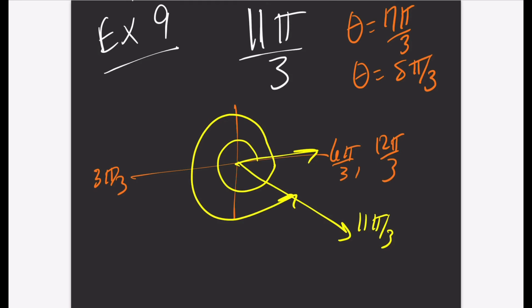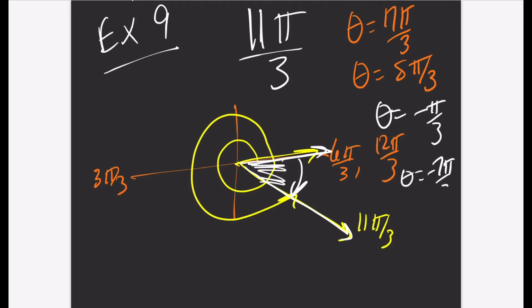So to find a negative coterminal angle, we wanted to start here and end here. The very first one is this one here. Again, 2 full revolutions was 12 pi over 3, but we stopped at 11, making this right here negative pi over 3. If you want another one, just add a full revolution, which is 6 pi over 3. That will land you at negative 7 pi over 3.